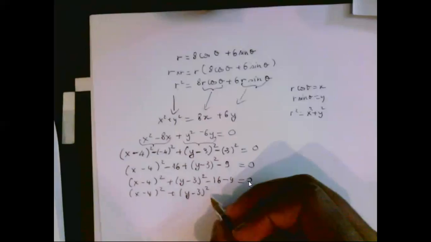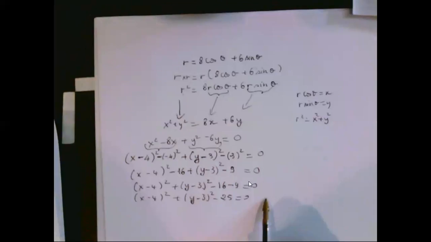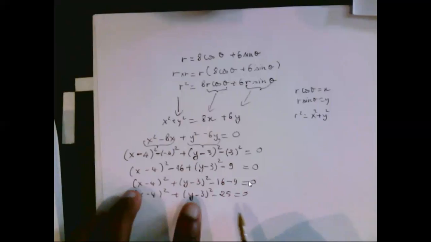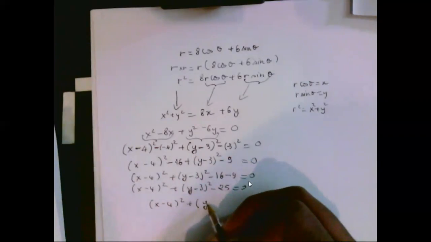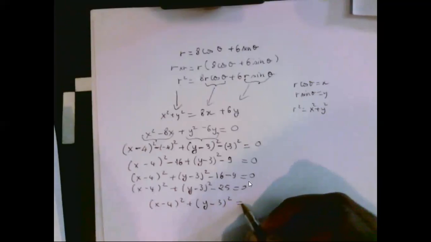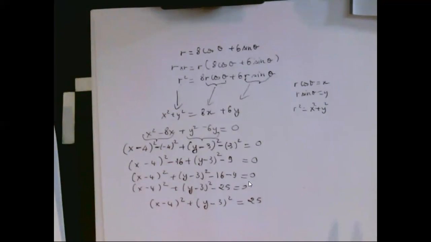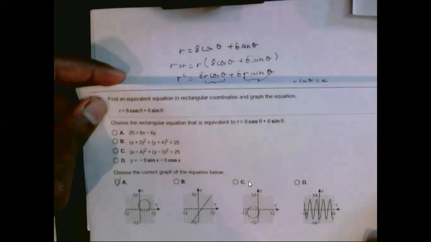So I bring the 25 to the other side of the equation, so that the x's and the y's are on one side, and the regular number is on the other side. So I will write x minus 4 squared plus y minus 3 squared equals 25. So this looks like the equation of a circle. Normally I'm done. This is answer choice C, as you can see.